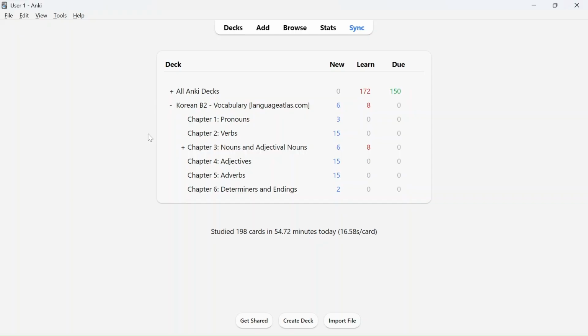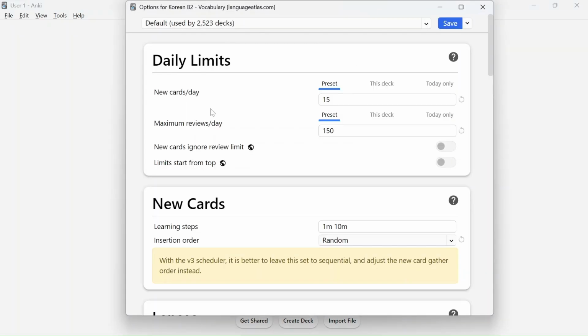Now there's one more thing that I wanted to show you. Many people ask me, Sam, how do you regulate the amount of cards that you see every day? And what are the best settings to use in Anki? Well, this is what I'd like to show you now. Next to the Korean B2 vocabulary Anki deck, you see a little icon. If I click on that and then on Options, a pop-up opens.